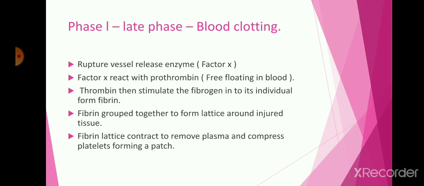So at the injured site, this fibrin groups together to form the lattice around the injured tissue and prevents blood loss from the body of the organism. This fibrin lattice also contracts to remove the plasma and compress the platelets, forming a patch at the injury site to prevent the blood loss and also prevent the entry of microorganisms into the body of the organism.